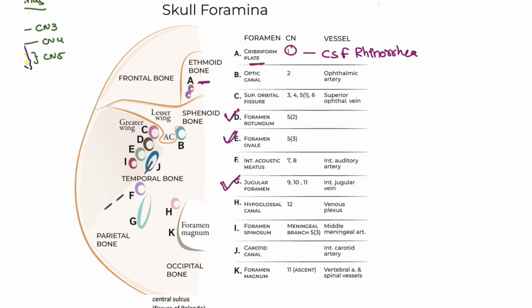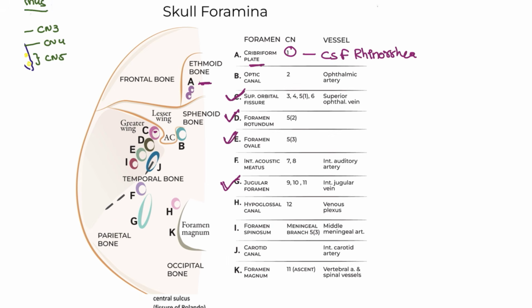Okay, next. The third one that you have to remember is the superior orbital fissure. What are the nerves passing here? Most of the nerves pass here: the third, fourth, fifth, and also the sixth nerves pass through the superior orbital fissure. Just below that is the foramen rotundum, that is for the trigeminal second branch. Here you can see the foramen ovale, this is for the trigeminal third branch.